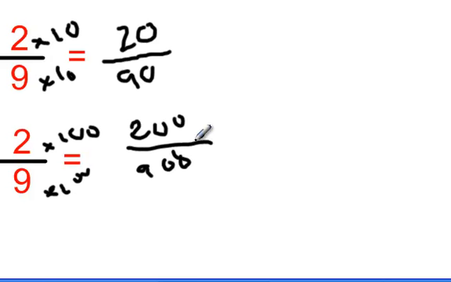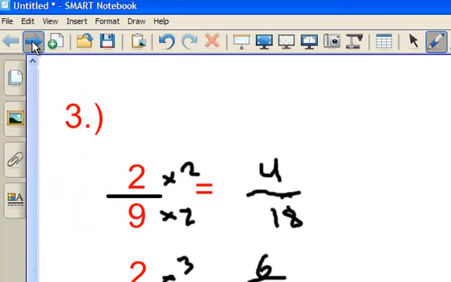Now this question only asks for 2. I gave you 4. You can name as many as you want though. I mean, you can name really an infinite amount of equivalent fractions.